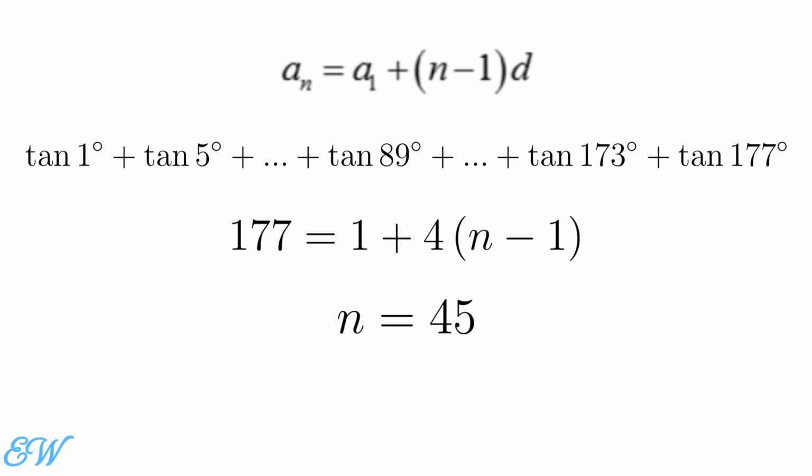A sub 1 is our first term, and a sub n is the term that we already know or want to find. So we can put 177 as our a sub n. We can put 1 as our a1 because it's tan of 1 degree. Then 4 is our common difference. So as you can see, between every term, the amount of degrees is increasing by 4 degrees. And we have our arithmetic series formula filled out. And if we solve this, we get that n is equal to 45, meaning that there are 45 terms in the series.